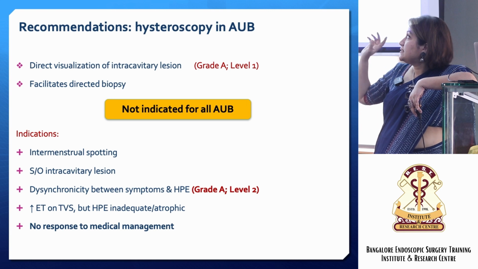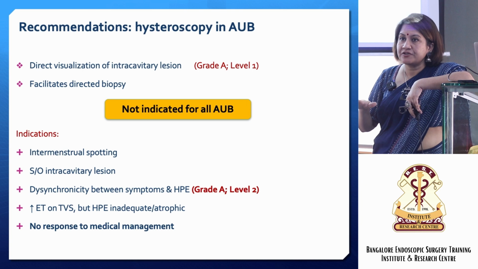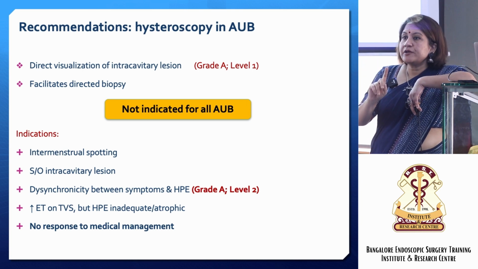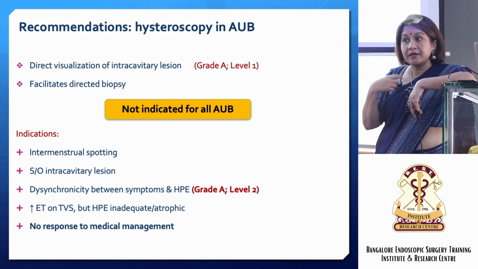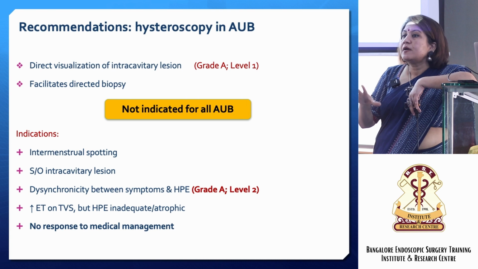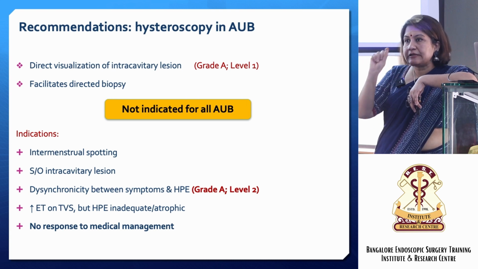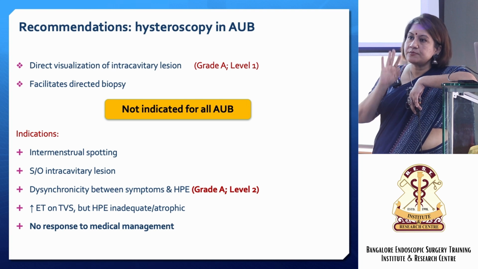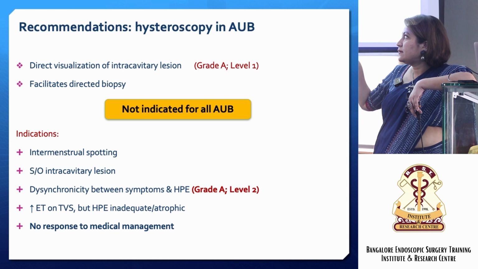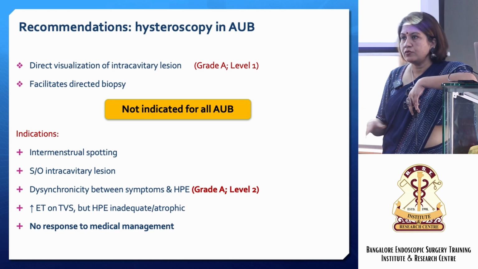And there is a discrepancy between your histopathology and the symptom that the patient is coming with, especially when there is a thick endometrium on ultrasound and the biopsy does not bring out any tissue. That we know most often happens with polyps, because many polyps will not give you tissue. A large polyp will have cystic areas, so on a postmenopausal TVS they'll give you a thick endometrium, and you have done a Pipelle and not got anything. So that's another place where there's a role for hysteroscopy, and of course no response to medical management.